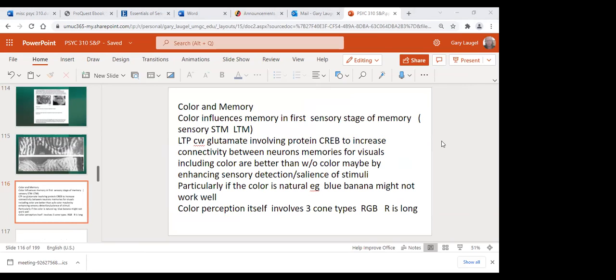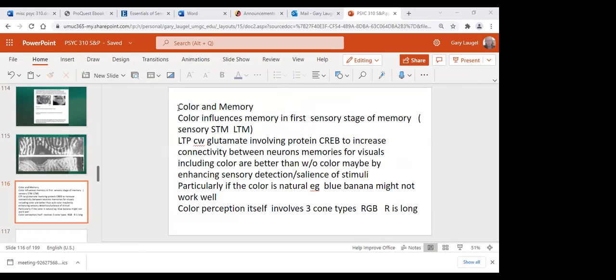Now, in your reading, you'll encounter an important set of ideas about the role of color in memory. In other words, we tend to recall things that are colorful, believe it or not. If you look at a colored movie or colored images, you may retain them better in your memory than a black and white movie or a black and white picture, for some reason.